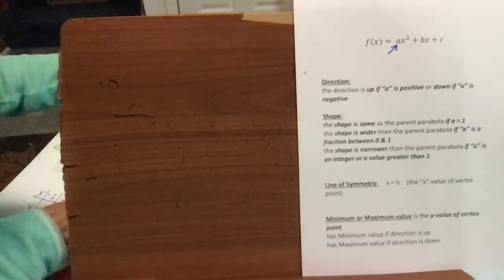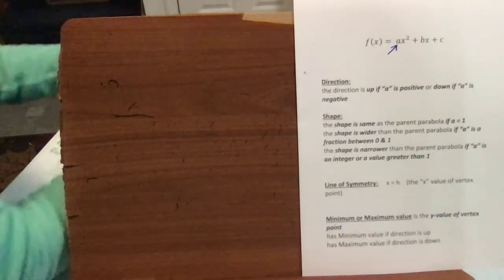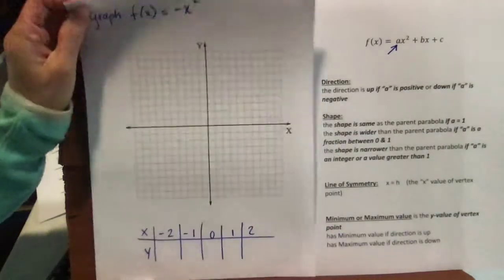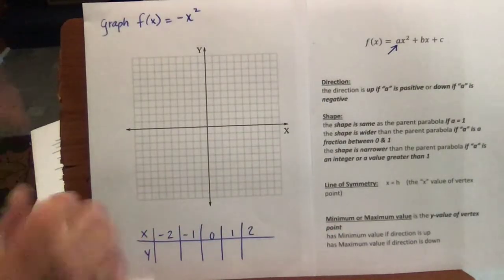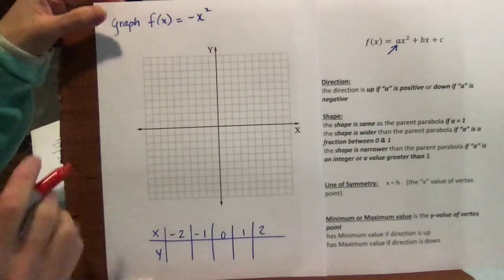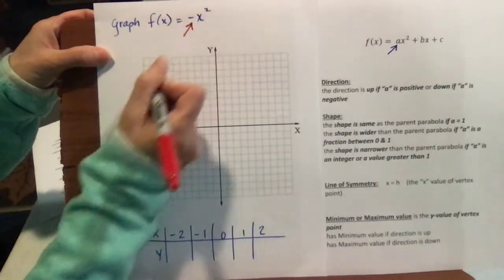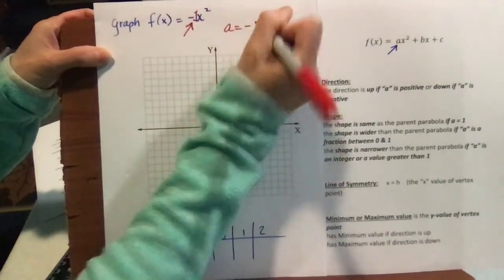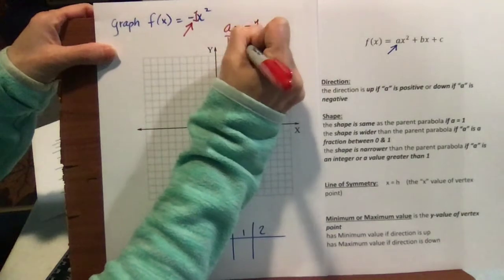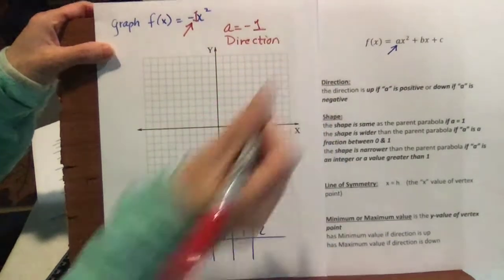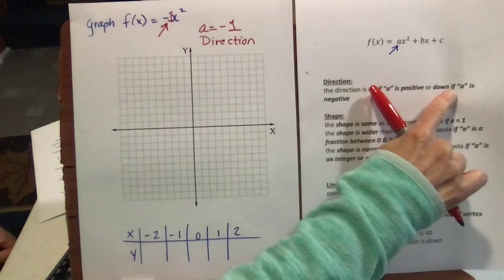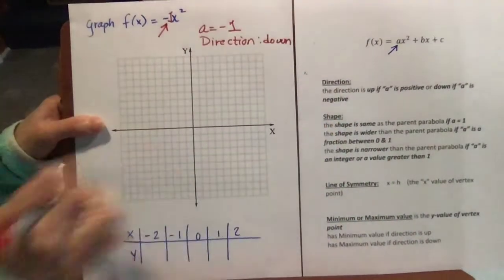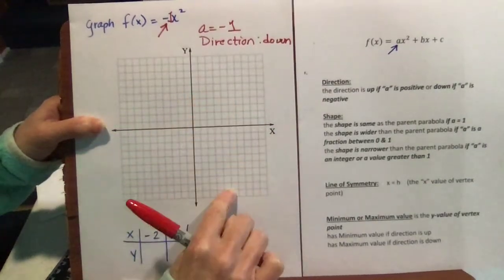Let's graph f of x equals negative x squared. I can use tables, but I think I'm going to cheat and do it the quick way. First of all, the a value. It's a negative, so it's a negative 1. So a is equal to negative 1. Right there it tells me the direction. Because it's negative, it's going to go down. So right away you write direction is down. So I know my parabola is going this way.